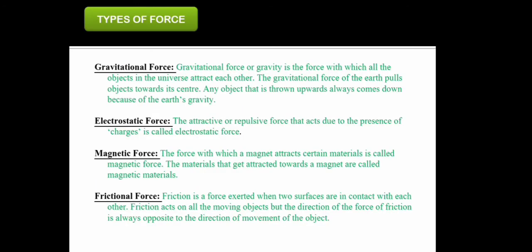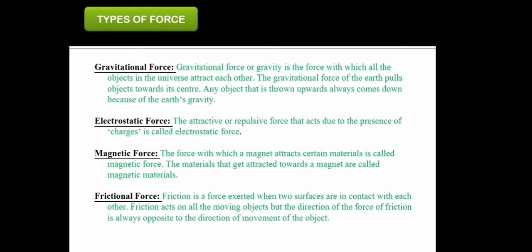Now types of forces. Various types of forces exist in nature and some of them we'll discuss here in the video. First is gravitational force or gravity. ये एक ऐसा फोर्स है जो यूनिवर्स में जितने भी ऑब्जेक्ट्स हैं वो ग्रेविटी या ग्रेविटेशनल फोर्स से एक दूसरे को अट्रैक्ट करते हैं, राइट? And the gravitational force of the Earth pulls objects towards its center, यानी कि अपने सेंटर के तरफ हर एक ऑब्जेक्ट को पुल करता है ये ग्रेविटी.